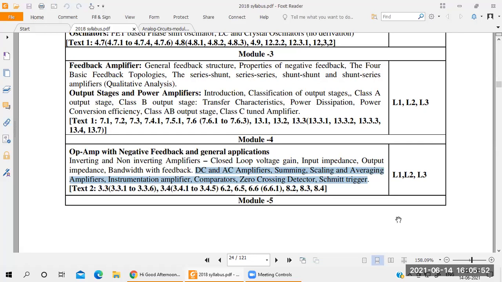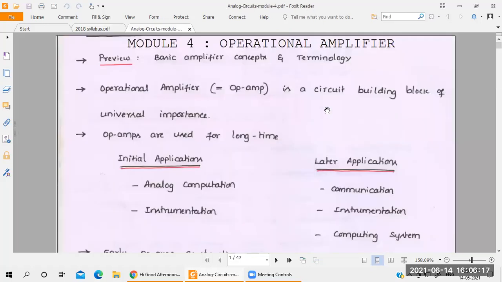This is a very simple model, model numbers 4 and 5. These are very simple. We can score maximum marks here, but you should not get confused. To avoid that, you have to thoroughly understand what an inverting amplifier and a non-inverting amplifier are. Understood? So first we'll start with the new model, that is model 4, the operational amplifier.